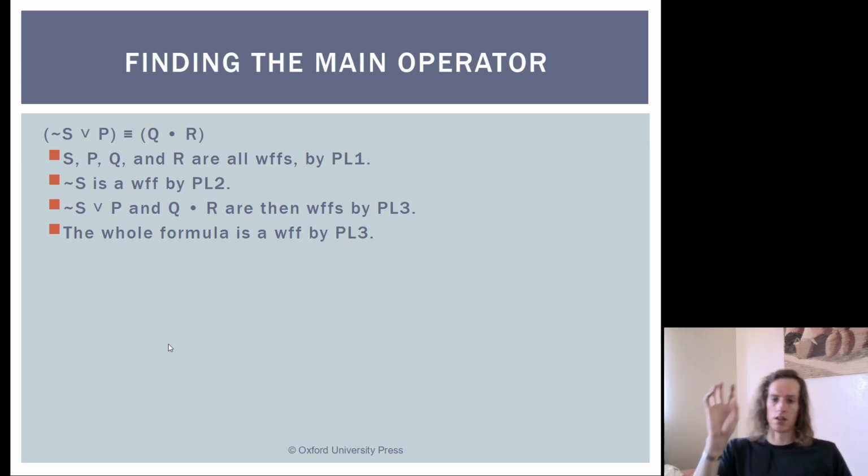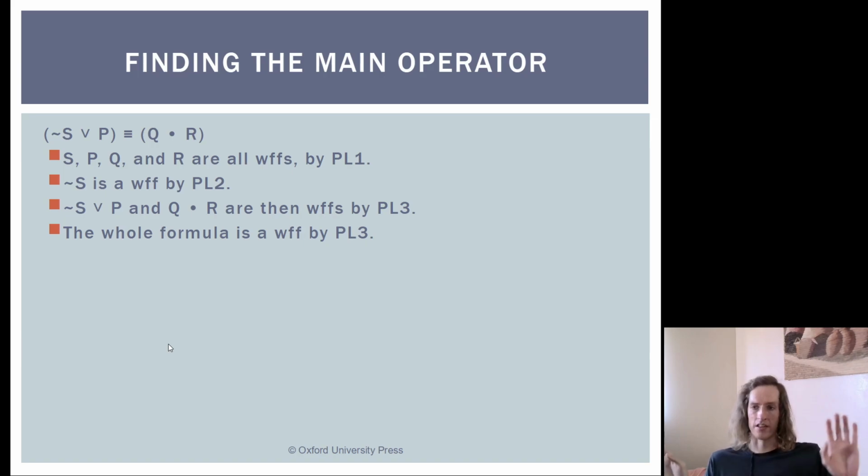Because we can take the left side of the biconditional, not S or P, we know that's a well-formed formula, so we can just call it alpha. And the right side of the biconditional, Q and R, we can just call beta because Q and R is a well-formed formula. Then what we have here is alpha if and only if beta, and we know that's a well-formed formula. So the whole thing is then going to be a well-formed formula.